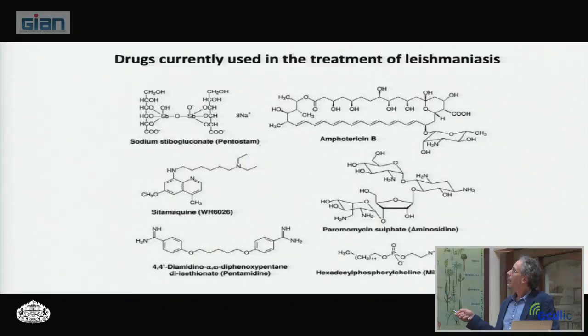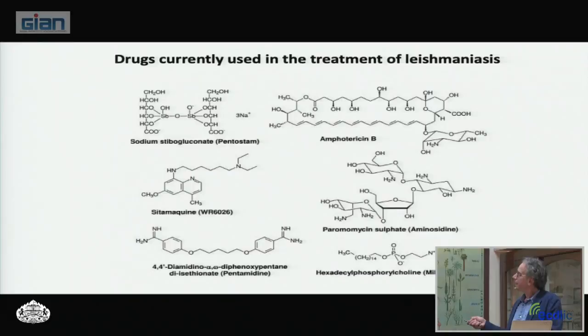Amphotericin, which is an antifungal drug, initially works pretty well. The liposomal forms, which target it to macrophages, are much more effective, and you can use lower doses of amphotericin in the liposomal formulations, so there's less toxicity.